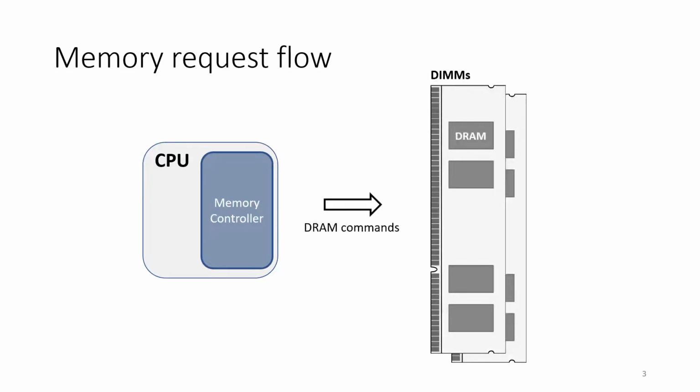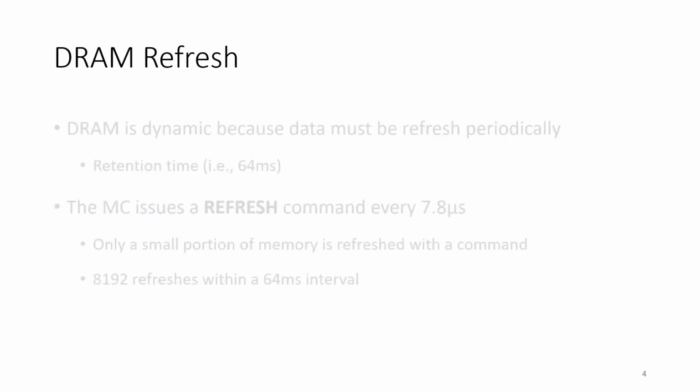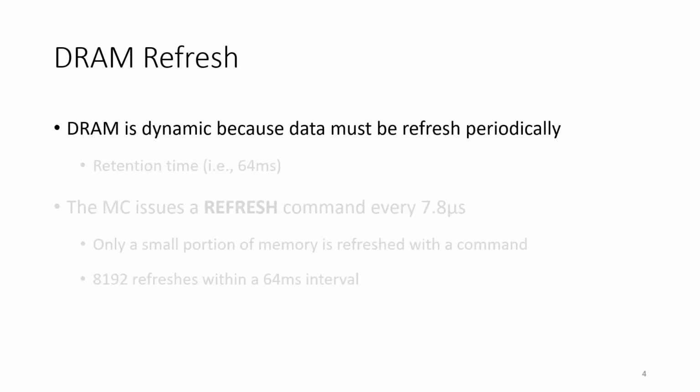The current slide shows a CPU. Integrated with the CPU, we can find the memory controller. When the CPU needs to access memory, the memory controller issues specific DRAM commands to the memory modules. The memory controller must ensure that DRAM commands respect timing constraints defined in the memory specifications. Indeed, DRAM is a synchronous technology, but besides being synchronous, it is also dynamic. It means that data must be refreshed periodically. Each bit of information must be refreshed every 64 milliseconds. We call this interval retention time.